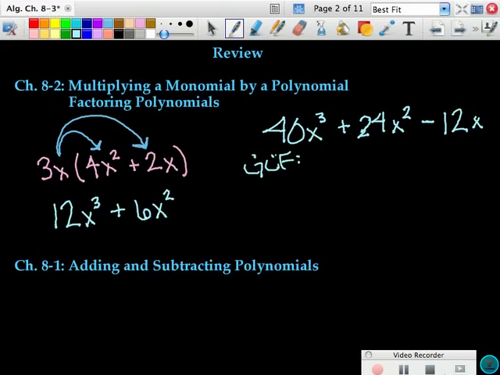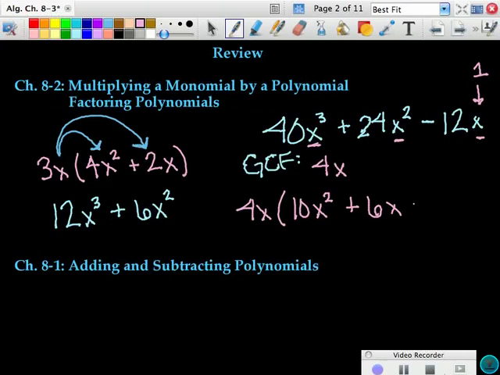Okay, what number goes into all of them? Well, one of the things we know that goes into all of them is 4, right? And then x's. How many do each of them have? They all have at least 1. Do they all have at least 2? No, because that one, there's only 1 there. So we can only take out 1x. So now we have 4x is our greatest common factor. Remember to divide everything in the beginning, so you end up with 10x squared plus 6x minus 3. And you know it's totally factored when everything in here has nothing in common. And we are good, factored.